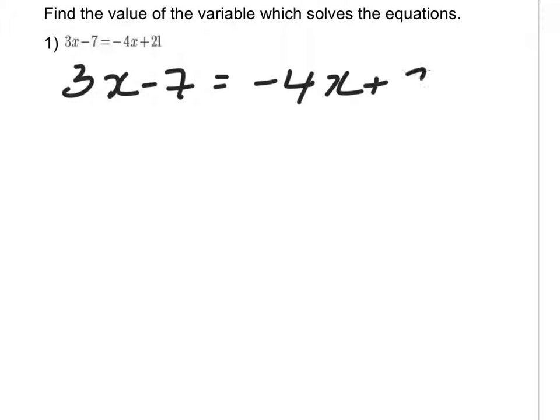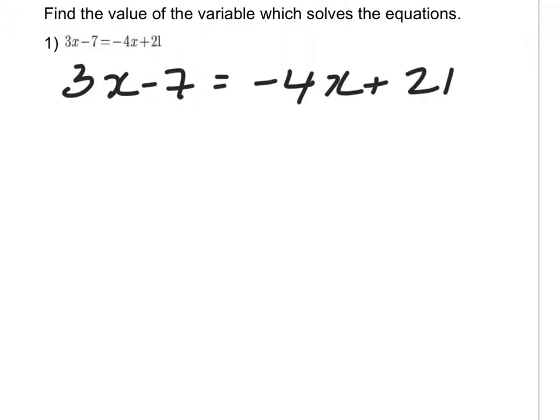So first up here, we have variables on both sides of the equal to, and we have numbers on both sides. In this case, we want to get the variable terms, the 3x and the minus 4x, on one side. We need them to be together. And the minus 7 and the plus 21 need to be brought to the same side as well. So the way I would start this, I'm going to write it out here a little bit bigger. 3x minus 7 equals minus 4x plus 21.